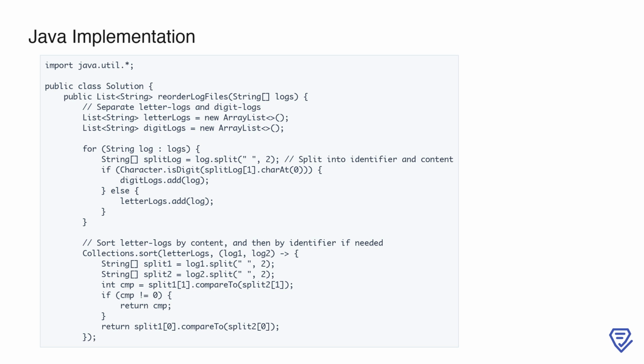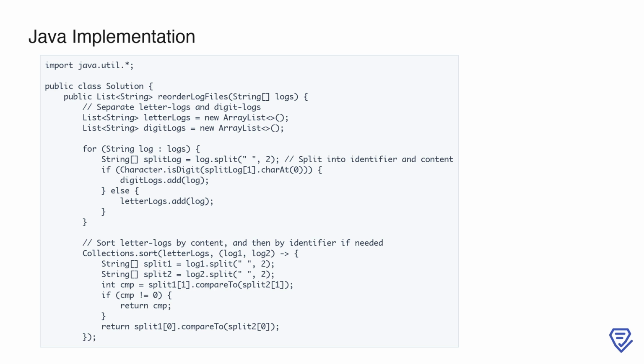Each log is split into two parts using split with 2, which divides the log into an identifier and the rest of the content. If the first character of the content is a digit, the log is classified as a digit log and added to digitLogs. Otherwise, it is treated as a letter log and added to letterLogs.